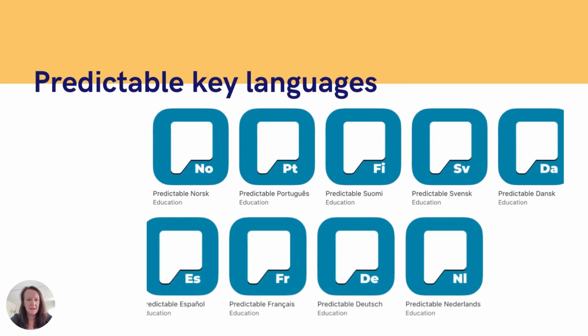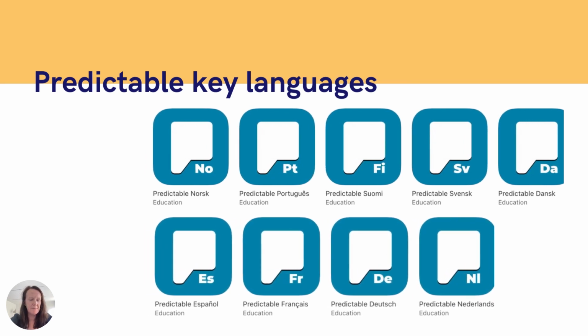In addition to English, we have a range of core apps where you can download specifically that language. So you've got Predictable Norsk, Portuguese, Suomi, which is for Finland, Svensk, Dansk, Espanol, Francais, Deutsch, and Nederlands. So each of those is available as a standalone app for speakers of those languages.